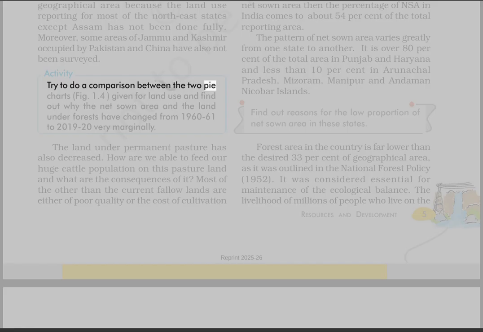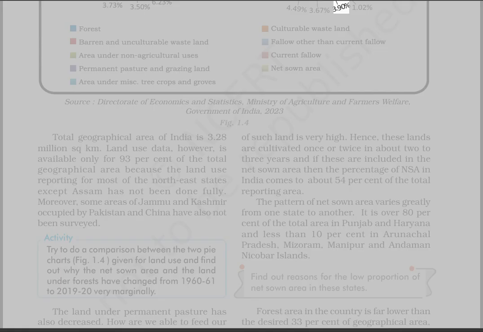Try to do a comparison between the two pie charts, Fig 1.4, given for land use and find out why the net sown area and the land under forests have changed from 1960-61 to 2019-20 very marginally. 3.9% of such land is very high. Hence, these lands are cultivated once or twice in about 2 to 3 years, and if these are included in the net sown area, then the percentage of NSA in India comes to about 54% of the total reporting area.